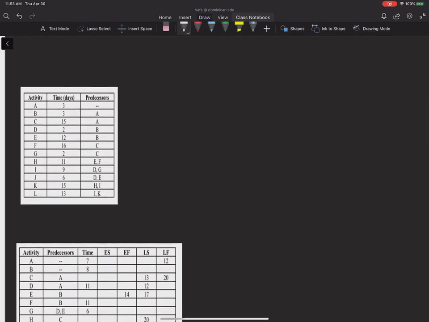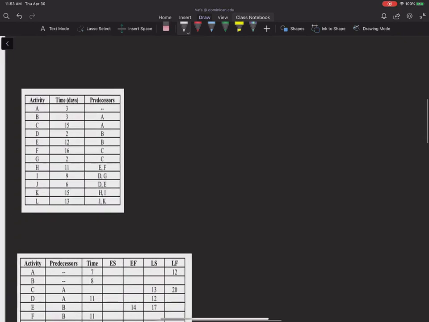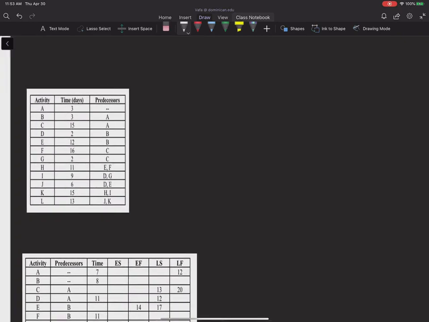Let's go ahead and start building this network. Again, you can see that the only activity that can start without a predecessor is activity A. So this is how I show it, A with 3 days time. After doing A, I can do activities B and C.